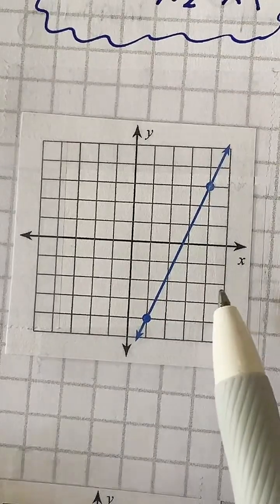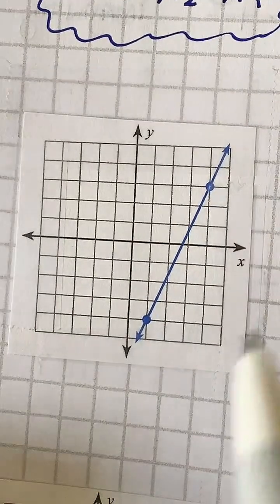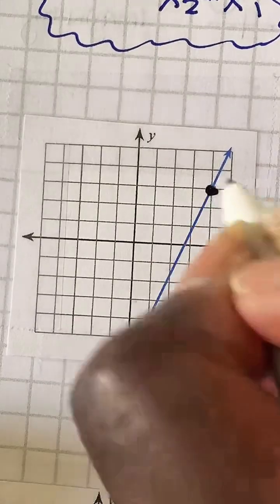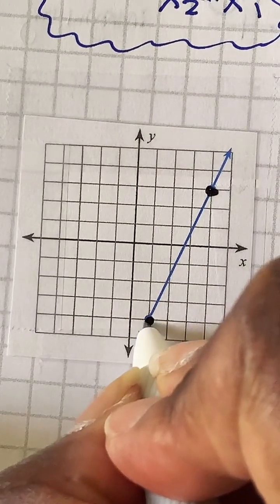All right, so as we take a look, they're giving us 2 points. They're giving us this point here and this point down here.